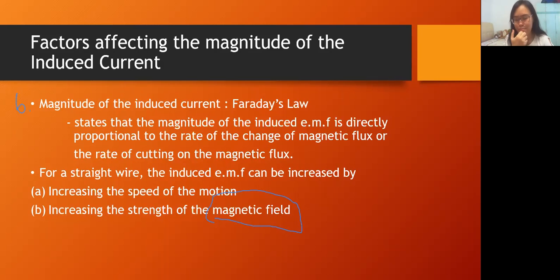Other than that, actually it's also about the same as the straight wire: increase the speed of the motion, which means that you move the permanent magnet faster into the solenoid. Other than that, you can use a stronger magnet to increase the magnetic field. In another way, you can increase the magnitude of the induced current.